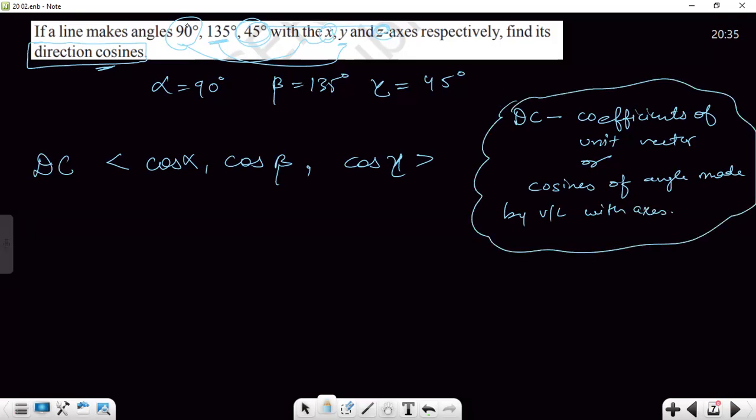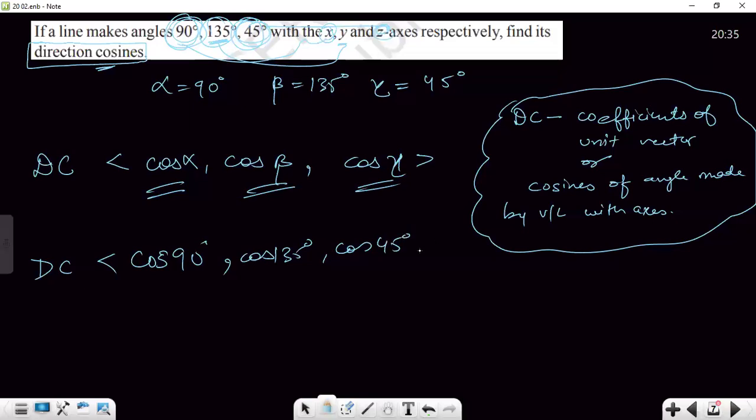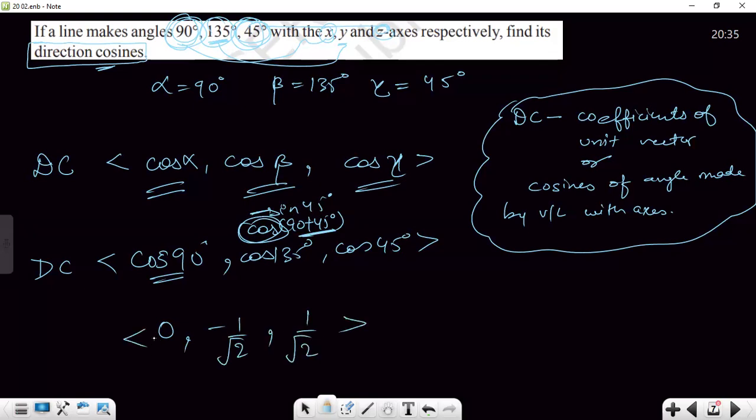Here we are directly given the angles. So we'll simply take their cosines and we'll find out the direction cosines, right? Cosine of 90 degrees is 0. Cosine of 135 means cosine of 90 plus 45 degrees. 90 changes it to sine 45 degrees. We know cos is negative in the second quadrant, so minus 1 by root 2. Cos of 45 degrees is 1 by root 2. So these are the direction cosines.